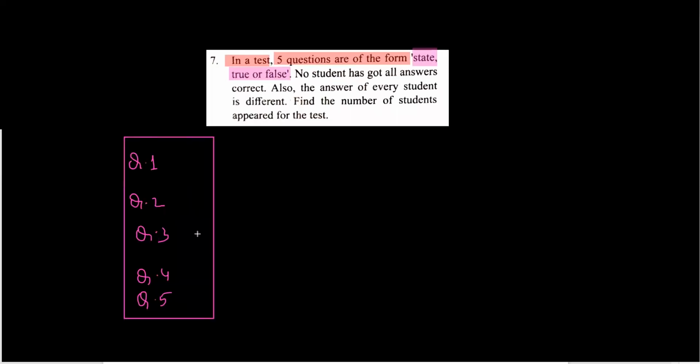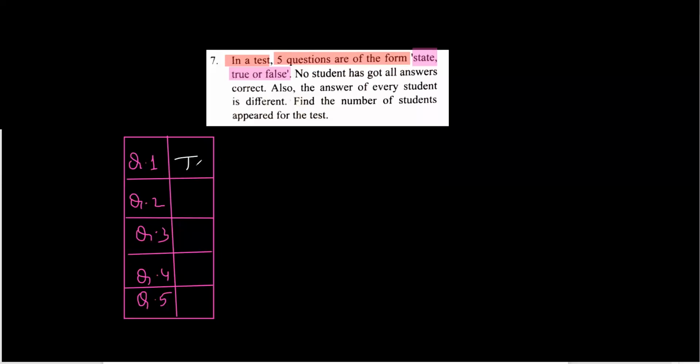I will give you the hint. Question 1, question 2, question 3, question 4, and question 5. These 5 questions are of what form? The form is very simple, state true or false. It means their answers are going to be only true or false. That's it. Understand this.